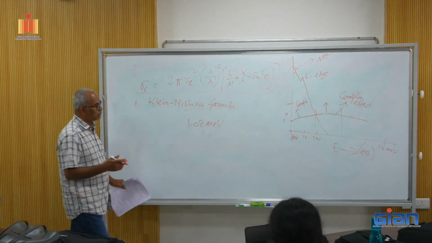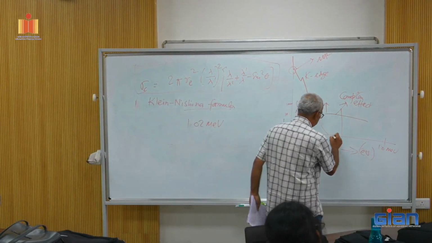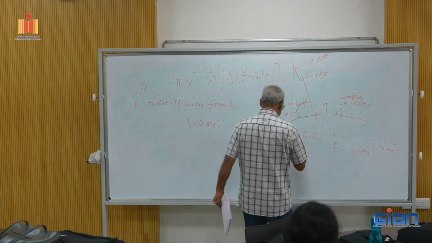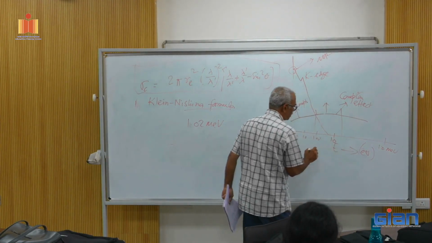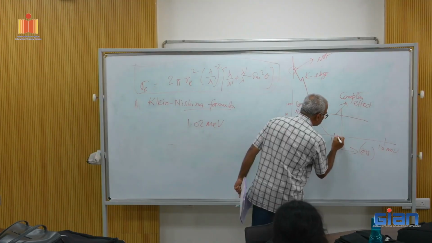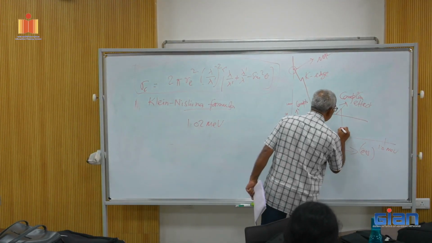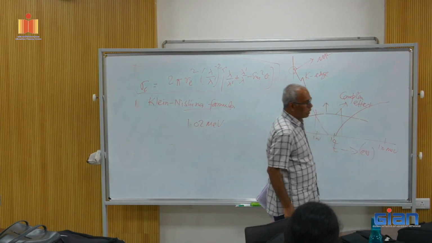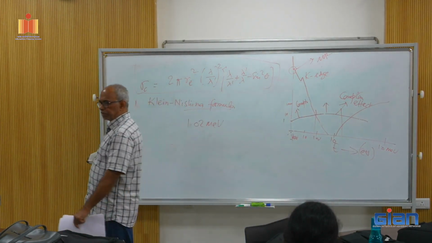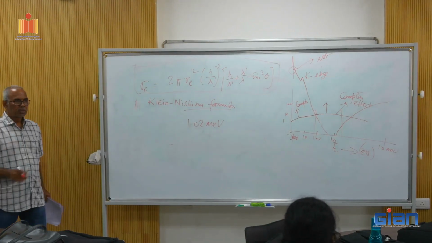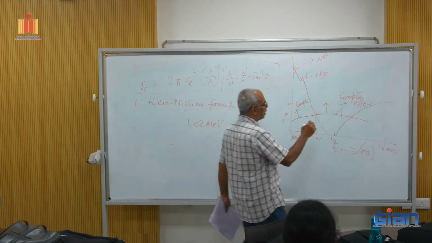So what is that process? We already mentioned that word. So this is at 1.02 MeV. Another process takes place. So what is this process? This is pair production.